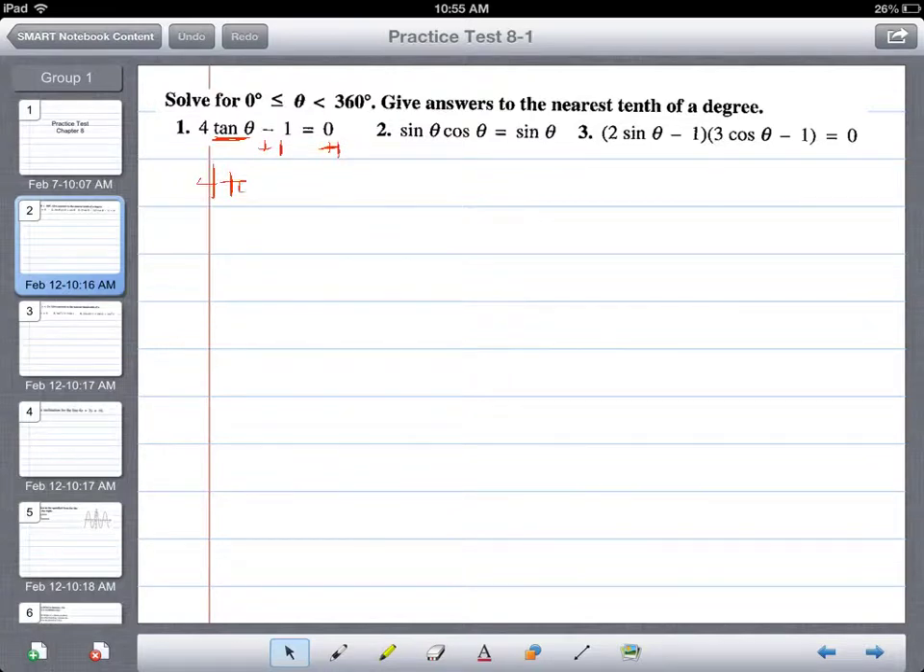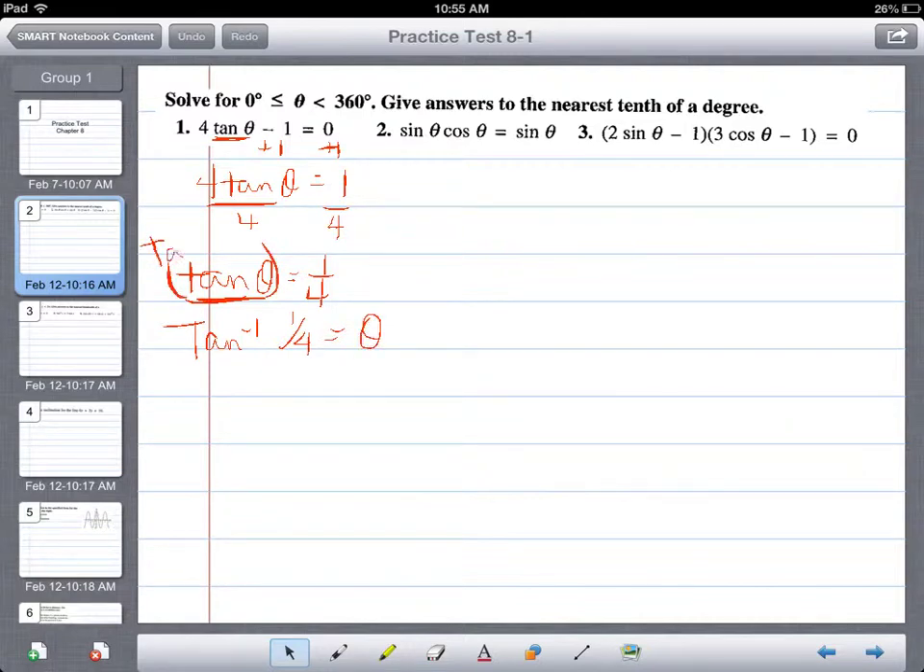So 4 times tangent theta is now equal to 1. Then I'll divide both sides by 4. So tangent theta is equal to 1/4. Now, after I've got that down to one function, one term, and it's solved for, what I can do is take the inverse tangent of 1/4 and set that equal to theta. What I did was take the inverse tangent of both sides, so that would cancel out and I'd have just theta left.